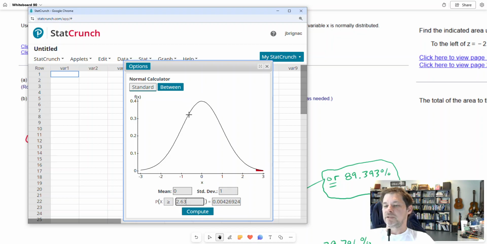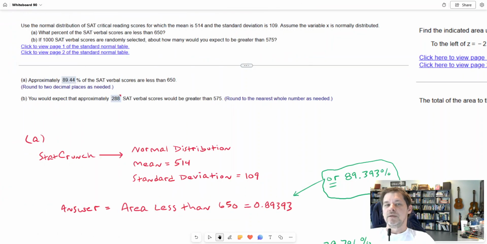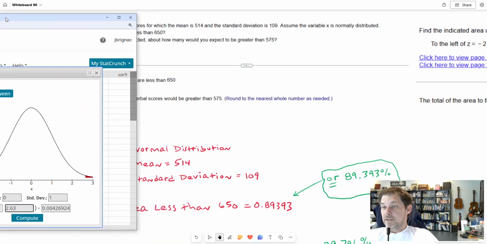So most people are going to score near the average, whatever the average is. Very few will score significantly higher, and very few will score significantly lower. Okay, so let's answer from there. I got my normal calculator open. I'll be able to do this question with this somehow.